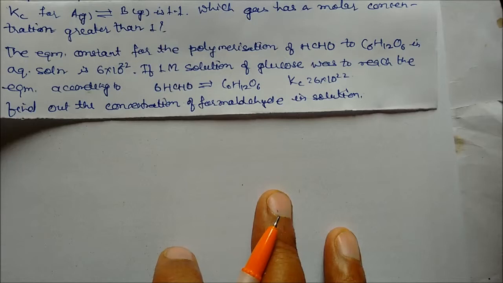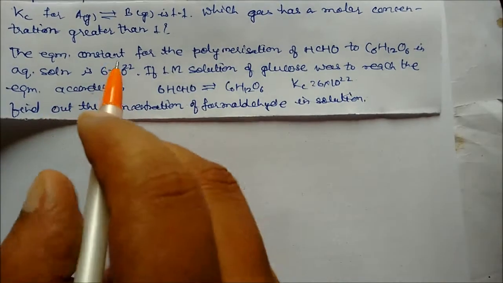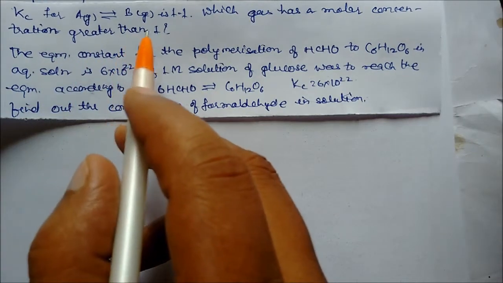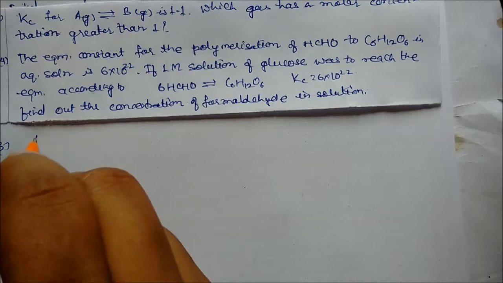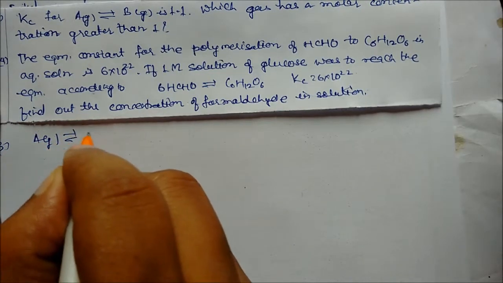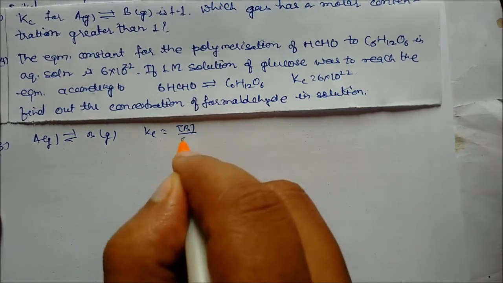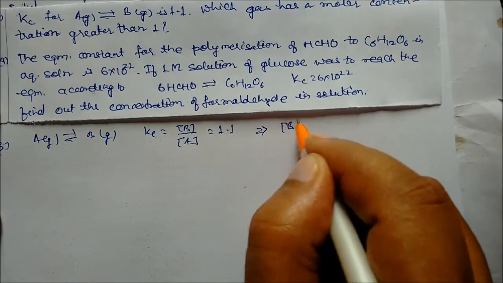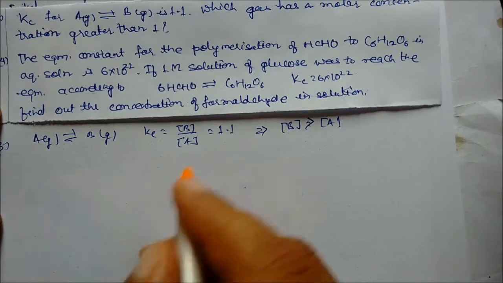So again, Kc for this gas, A to B, is 1.1. Which gas has a molar concentration greater than 1? So in this we have to compare which gas has a molar concentration greater than 1. So for the third question, see here, A is the gas, and it is converting to B gas. So Kc will be the concentration of B by the concentration of A, that is 1.1. So this implies that definitely the concentration of B is greater than that of A. Why? Because this is 1.1, so A is definitely smaller.